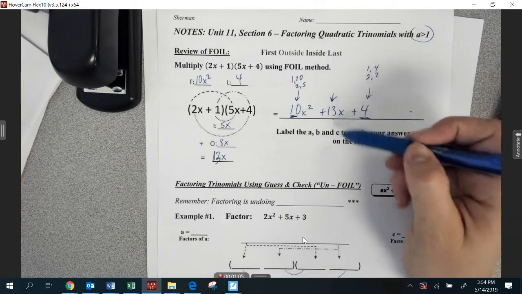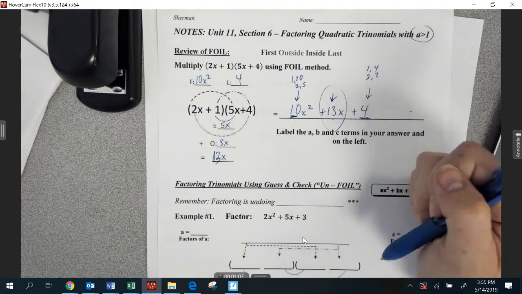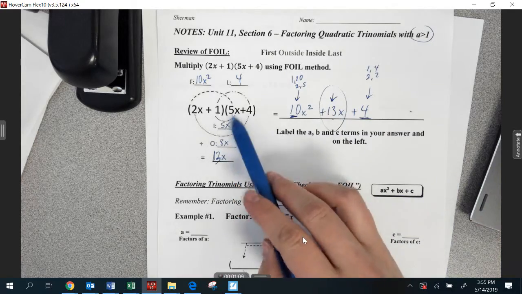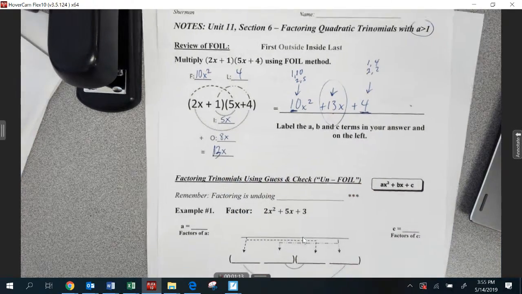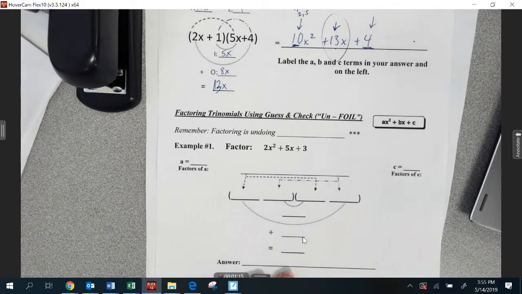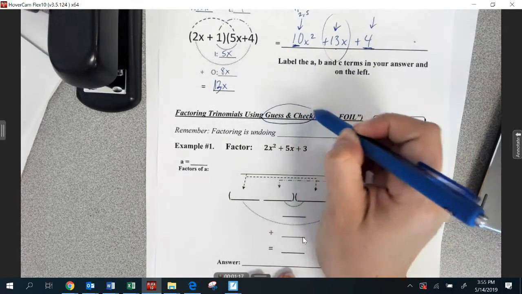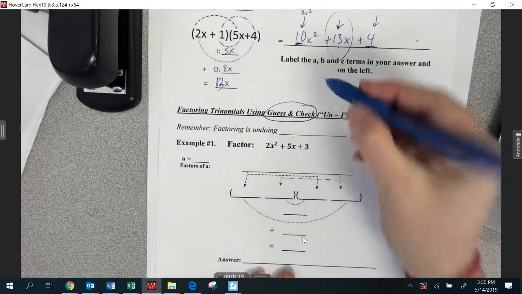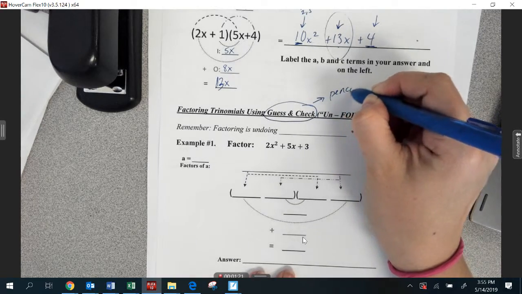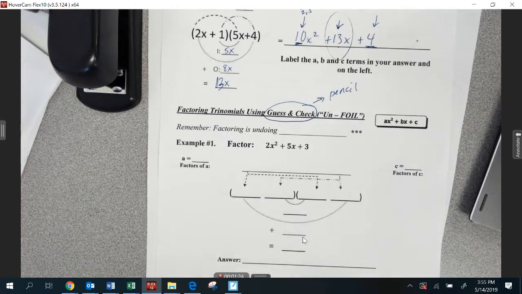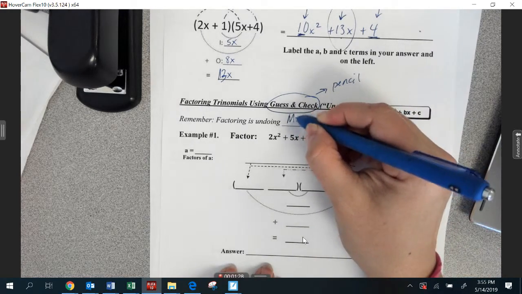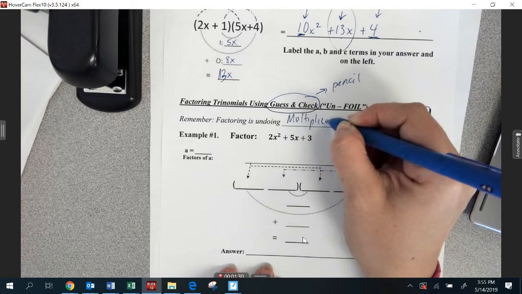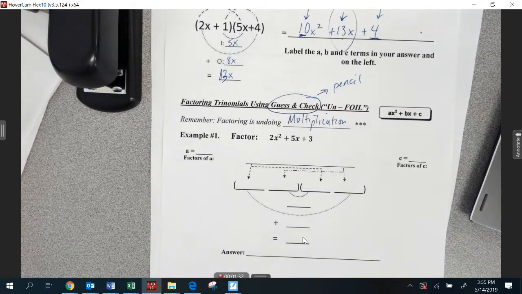The reason I knew which ones to pick all comes down to this middle number. You'll have to be able to manipulate your inside and outside pair until they add up to the middle number that you need. That's why this type of factoring is called guess and check factoring. You're going to want to use pencil because you're going to be doing a lot of guessing and a lot of erasing when you're doing problems like these. Remember that factoring is undoing multiplication. So the goal is to rewrite this as a product.